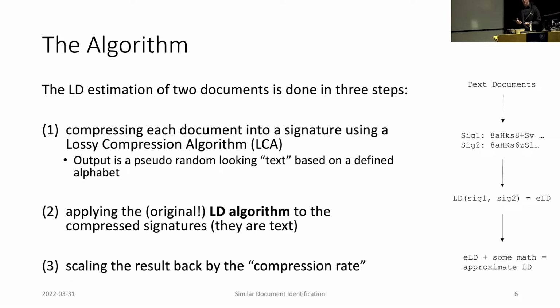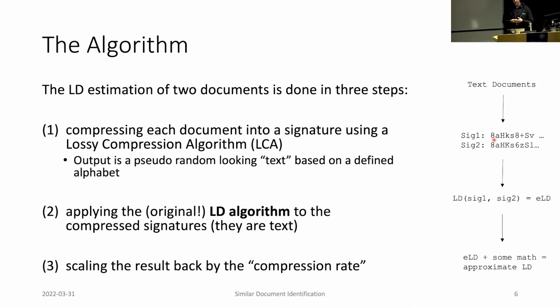So what is this algorithm about? We estimate the Levenshtein distance, or we do a comparison, in 3 steps. The first step is we compress each document into a signature using a lossy compression algorithm, LCA. This outputs pretty much just a random-looking shorter text, and this is an example here. It is based on an alphabet that we define.